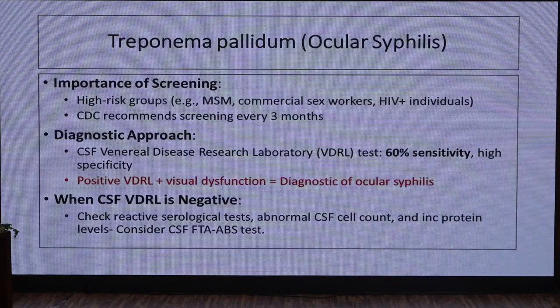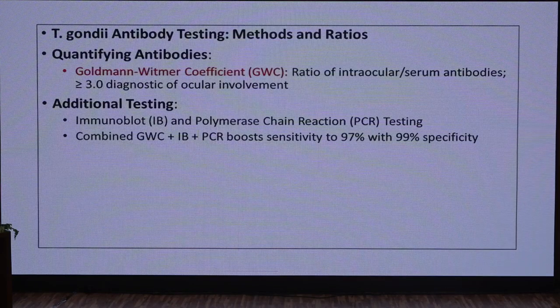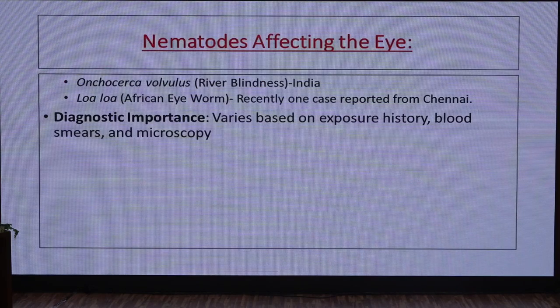Treponema positive, VDRL plus visual dysfunction, is diagnostic of ocular syphilis. If CSF VDRL is negative, you can go for other CSF counts, and you can look at other parameters. Regarding Toxoplasma gondii, FDA-approved kits are there for accuracy. Remember, negative IgG serology rules out the infection. And also we can go for the Goldmann-Witmer coefficient, that is GWC, the ratio of intraocular over serum antibodies; more than 3 is diagnostic of ocular involvement.